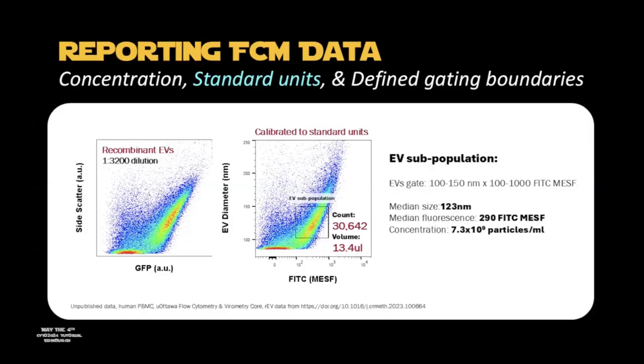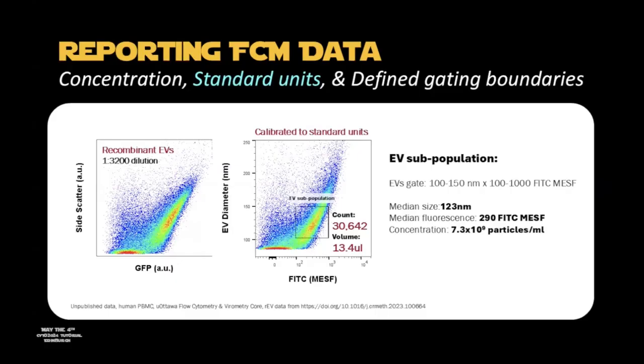But drawing a gate in a square actually is a very specific defined boundary for these EVs that I'm identifying. So the idea is to give almost like a GPS coordinate of how to find these cells again. So what I'm looking at is defining the exact boundaries of the gate by diameter, so 100 to 150 nanometers, and also by fluorescence, so 100 to 1000 FITC ERF. By doing so, I can give somebody the exact coordinates of how to find these EVs that I saw on my instrument later when they try to look for the same EVs.